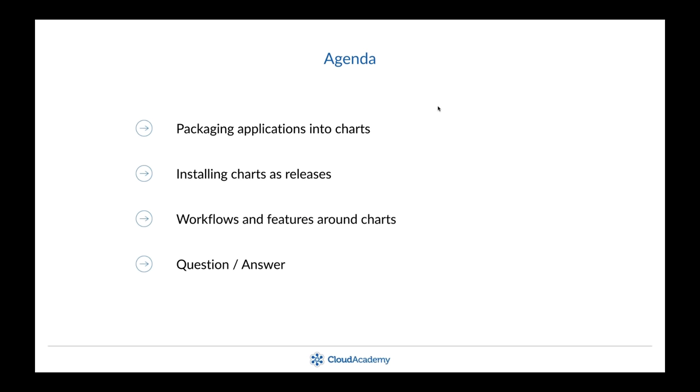So what I'm going to talk about is first packaging applications into charts. In Helm terminology, a chart is a combination of all the different Kubernetes resources that make up an application. This might be a microservice application, a monolith application, any type of thing that you may want to run on Kubernetes. This is a combination of all of your deployments, all of your services, maybe all of your volumes, all of these YAML files that you would be managing with kubectl, and you can package them all up into what we call a chart and manage them through Helm. So what we'll do is build an example chart, install that chart on our cluster, and talk about some of the workflows and features around working with charts.